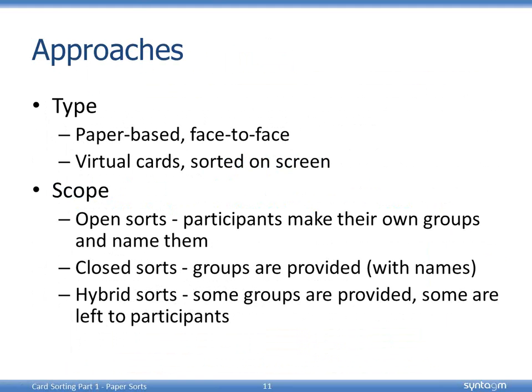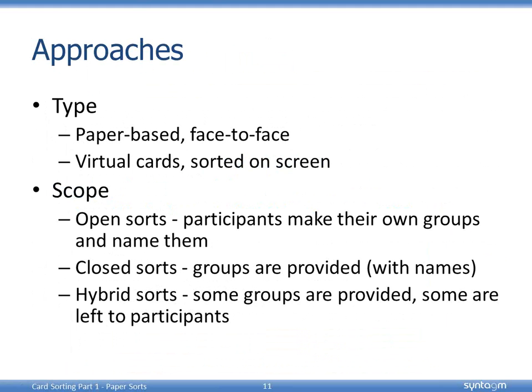The scope of sorts, I've already hinted at this. Open sorts, if it's completely open, participants make up their own groups and name them, and you may also allow them to make up their own items. And as I mentioned already, if it was entirely open, what you might refer to as a naked sort, you could actually start with blank cards and just say, well, what are the main concepts in this problem domain? How do you go about addressing these issues? What do you call things?